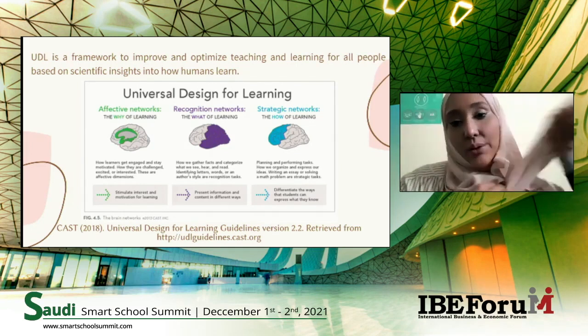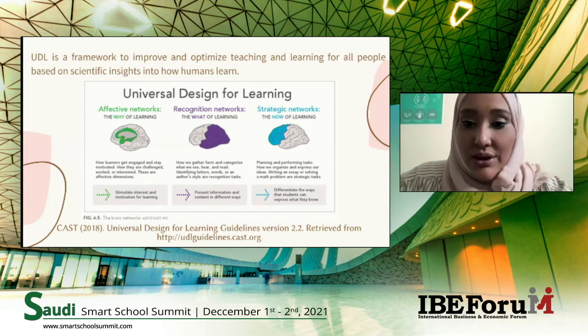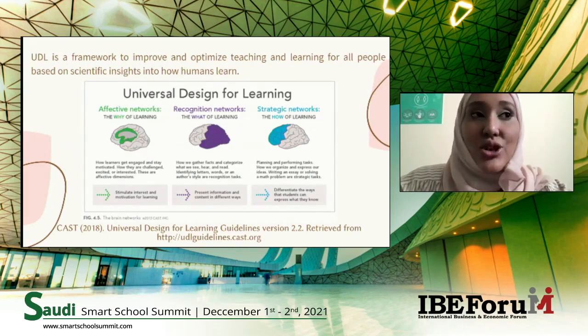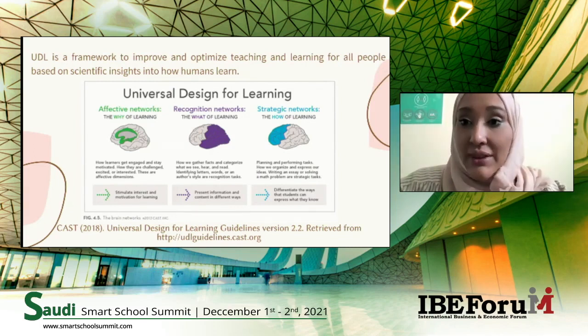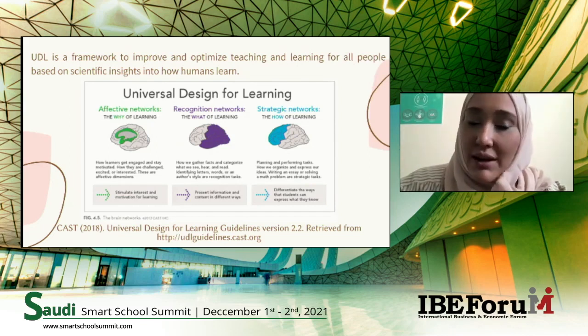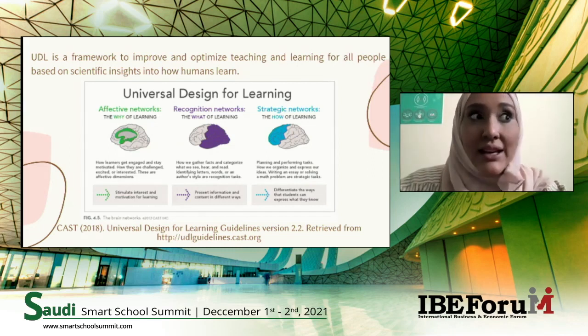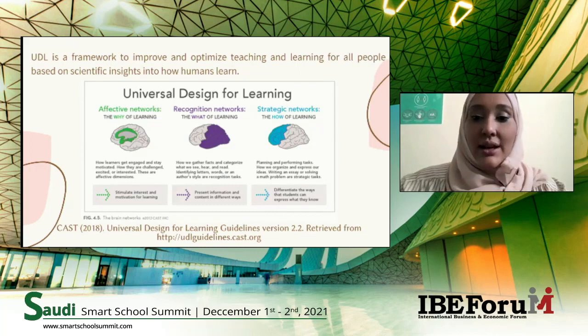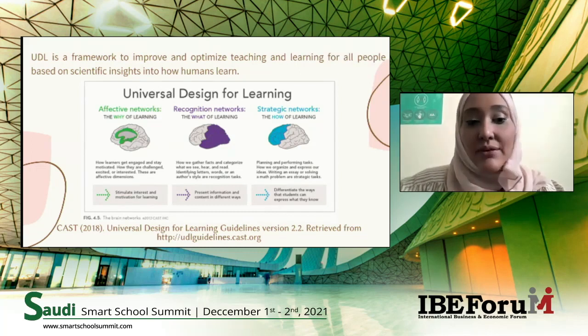Then there is the strategic network in our brains, the how of learning. This looks at how students can show us what they learn. This allows flexibility for students to show us what they have learned using different tools. So not only giving students one way to do work and show us how they learn, but opening the door for them to show us how they learn using whatever technology they want to use. This comes from the Universal Design guidelines, and you can find them on the website that I posted.